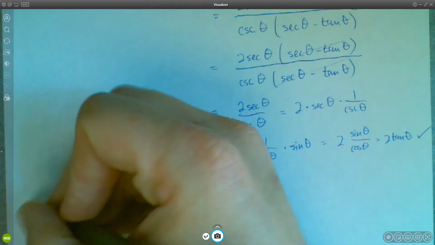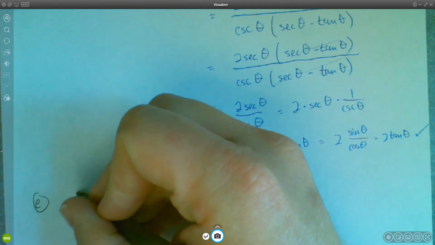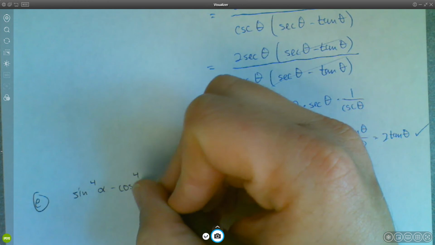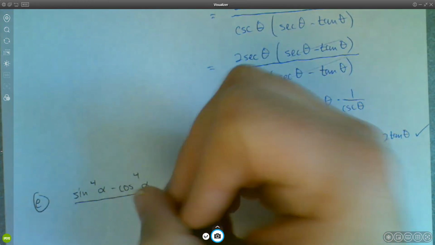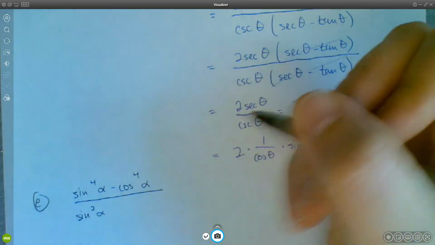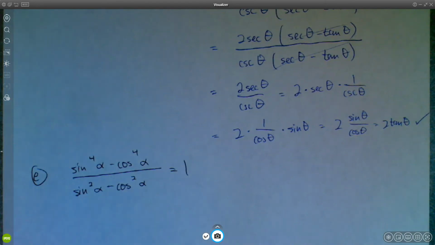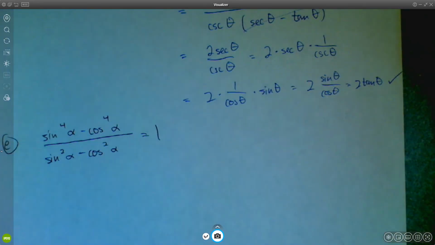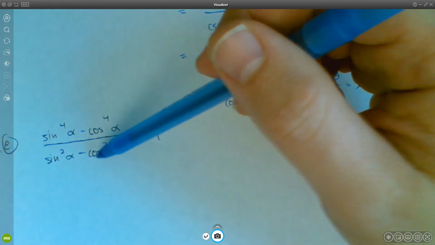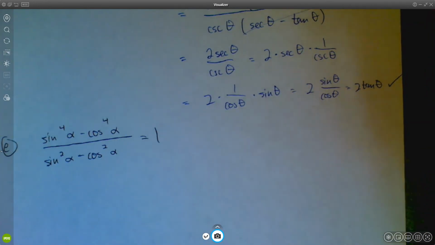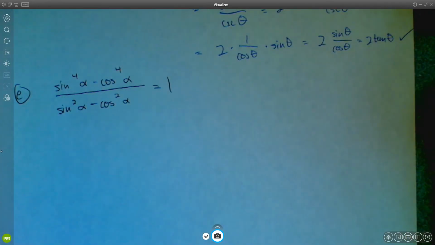Goodness gracious, one more. Okay. Let's do sine to the 4th alpha minus cosine to the 4th alpha over sine squared alpha minus cosine squared alpha equals 1. Okay. So here I think I'm going to be doing some more algebra probably. I mean, sine squared plus cosine squared is 1, but this is sine squared minus cosine squared, so we don't really have an identity for that yet. We'll have something that'll be nice for that a little bit later on.